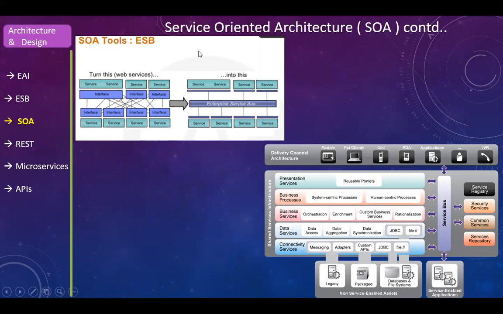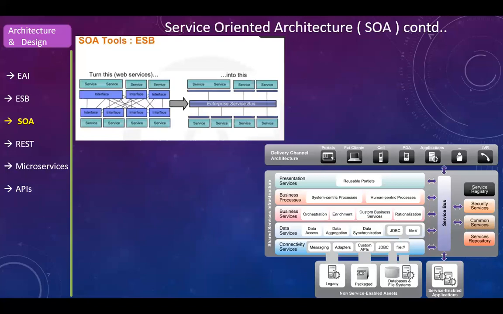If you see the architecture here, for whatever the services, namely connectivity services, data services, business services, all the layers of this service-oriented architecture, the service bus is the main bus providing communication between all these layers. So service-oriented architecture is implemented relying mainly on the enterprise service bus to ensure the availability of services for the legacy applications.